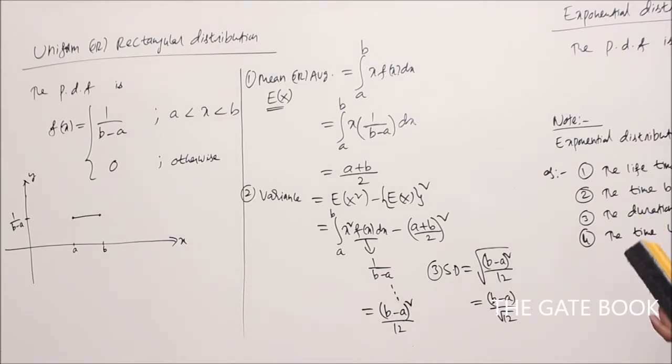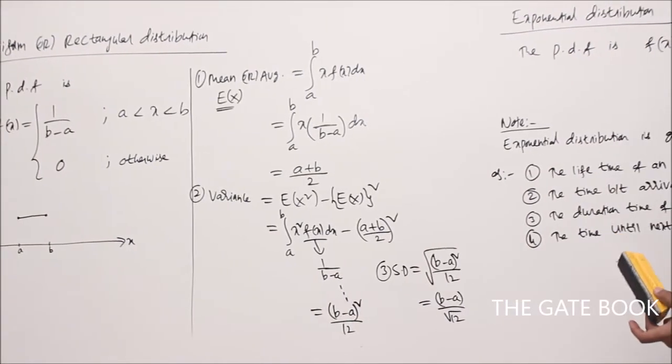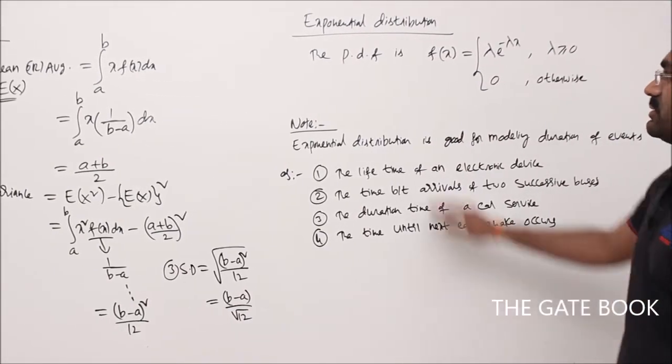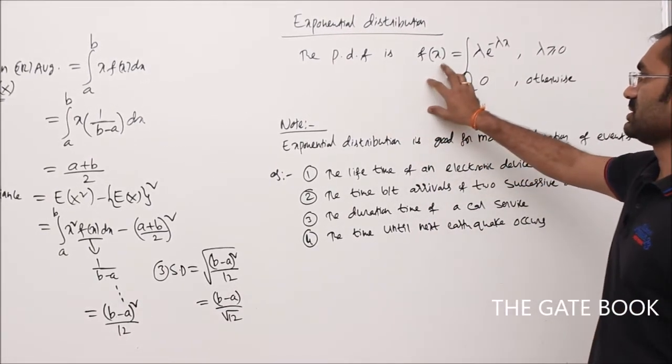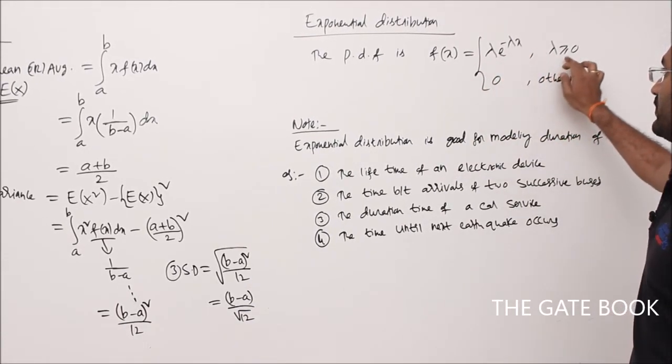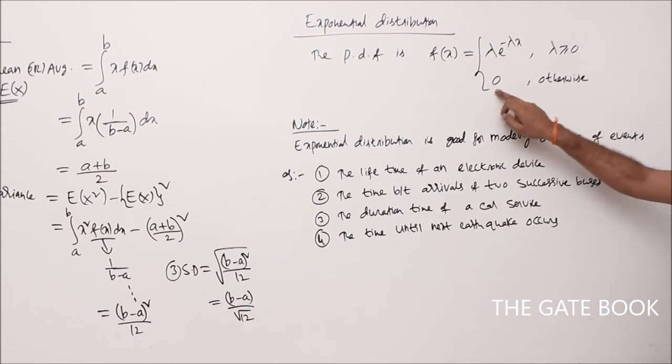Now next we'll discuss exponential distribution. The PDF of exponential distribution is f of x is equal to lambda into e power minus lambda x, where lambda is greater than or equal to 0, otherwise 0.